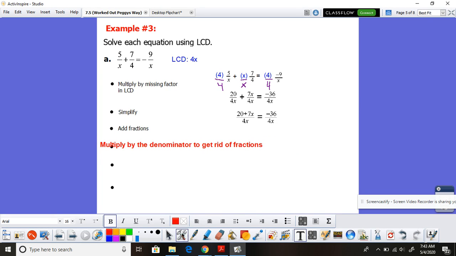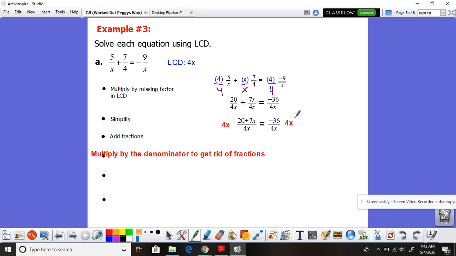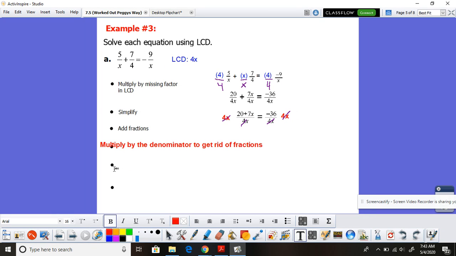I'm going to take this and multiply it by 4x, and if I multiply the right side by 4x, I have to multiply the left side by 4x. The reason I do that is because I'm not going to have to do a lot. Now 4x and 4x cancel, 4x and 4x cancel. So after I multiply, I'm going to cross cancel. And then from here, it's simplify.